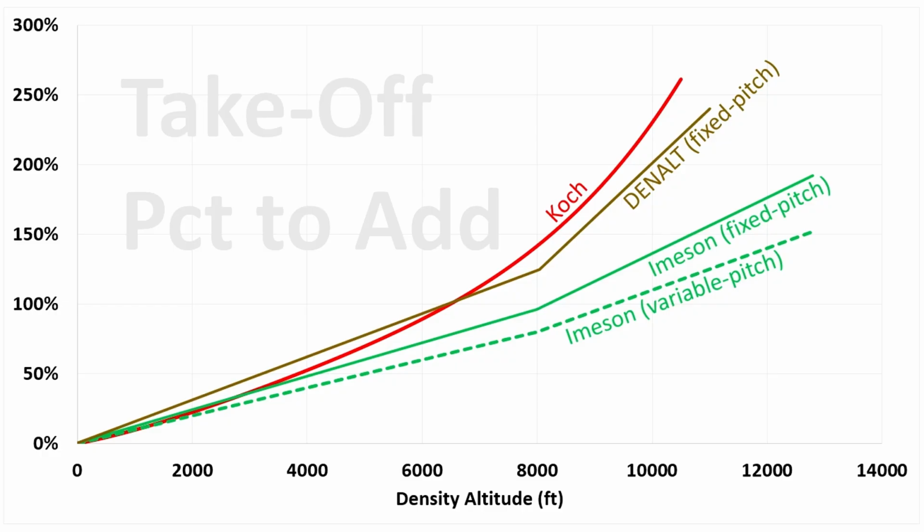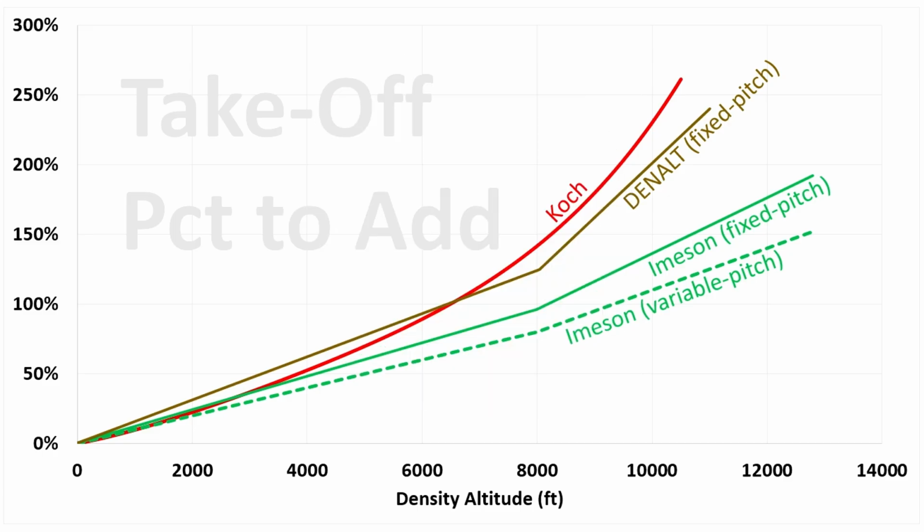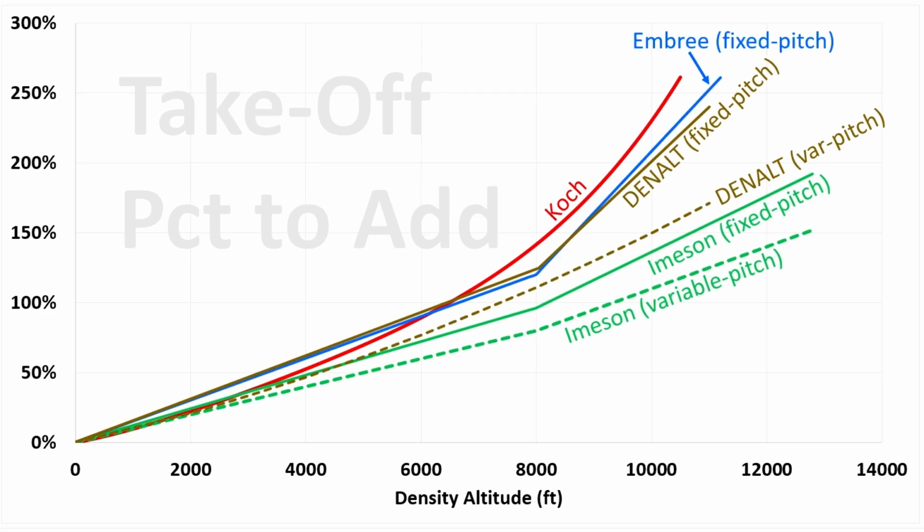dense air. I don't have the FAA's original DENALT WizWheel computer, but it appears the FAA passed it off to a contractor at some point. I do have the 1989 Aero Products Research version, shown here, which, unlike the FAA version seen earlier, which had separate WizWheels for fixed and variable pitch aircraft, the Aero Products version has scales for both types of aircraft in the same device. Here the brown line is a curve fit to data read from the DENALT computer for fixed pitch, and here we add the DENALT computer depiction for variable pitch. As a fourth estimation method, we add James Embree's rules of thumb to the chart.